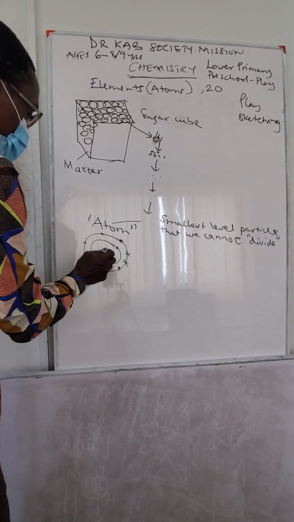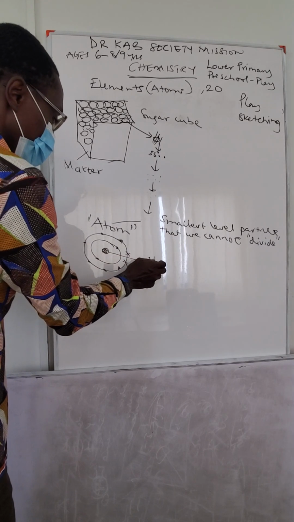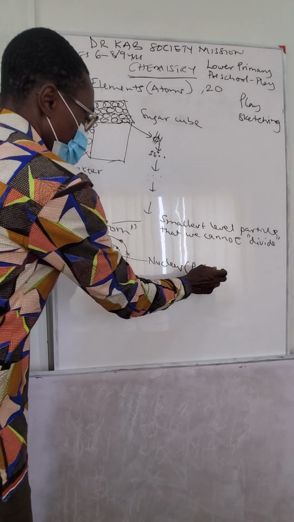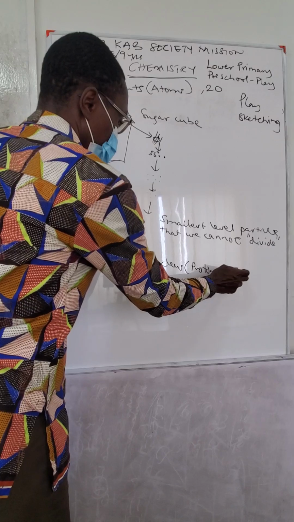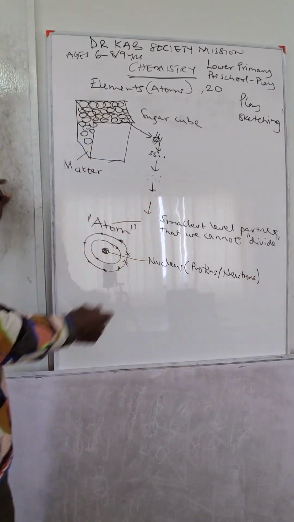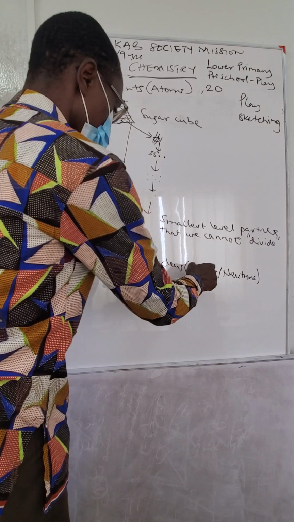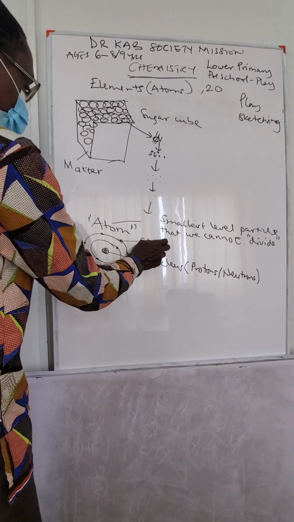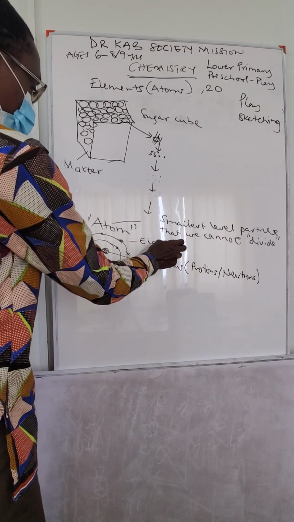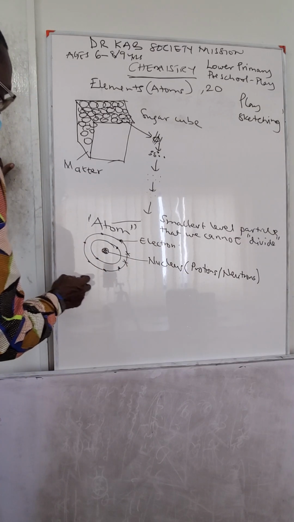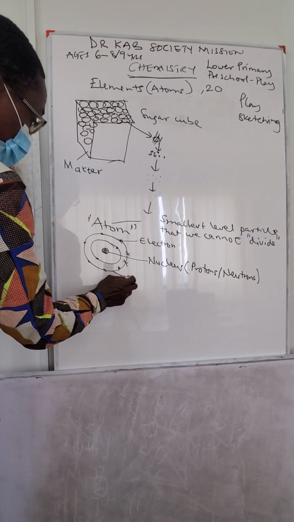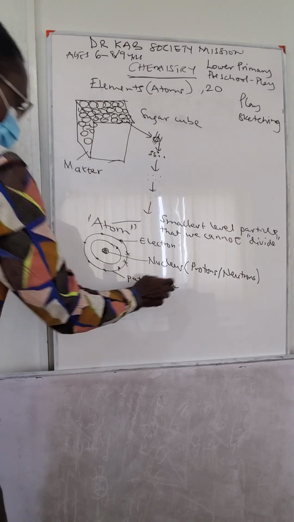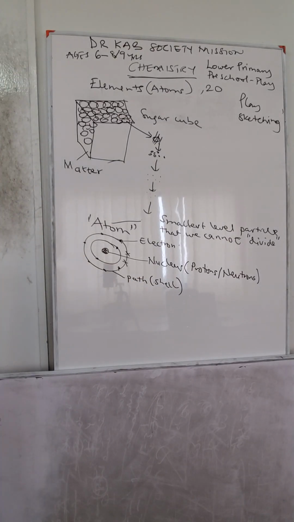This one is called the nucleus. It contains protons and neutrons. Depending on the level, you may skip this or you may mention it. And these are the electrons. We call them electrons. Let's say one is an electron. And then this is the path, or what you call the shell. So this is what we are having.